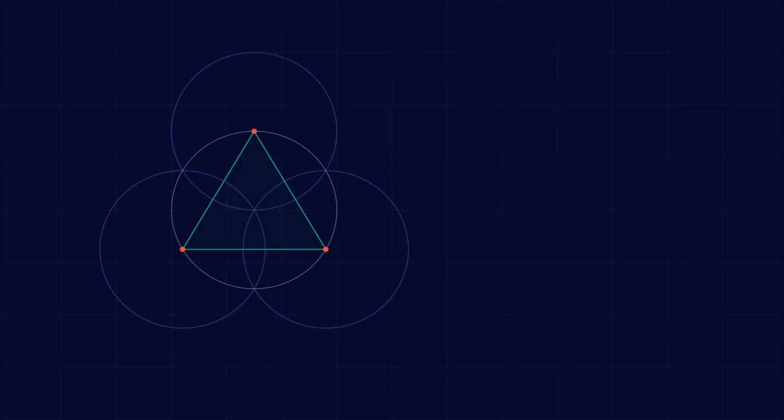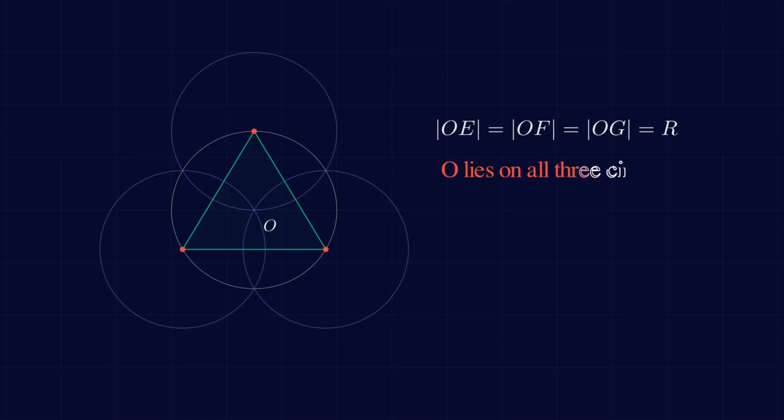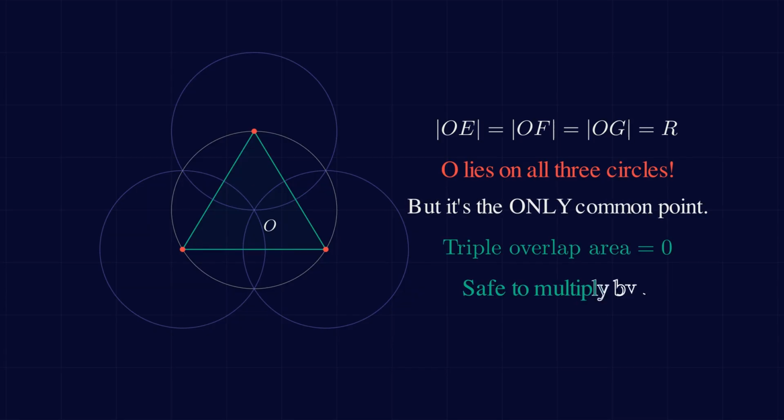Now here's a subtle but important question. Do the three petals overlap each other? If they did, we couldn't just multiply by 3. Notice that the center O lies on all three circles, since it's exactly R away from each vertex. But it turns out that O is the only point common to all three circles. The triple intersection has zero area, so we can safely multiply by 3 without any overcounting.